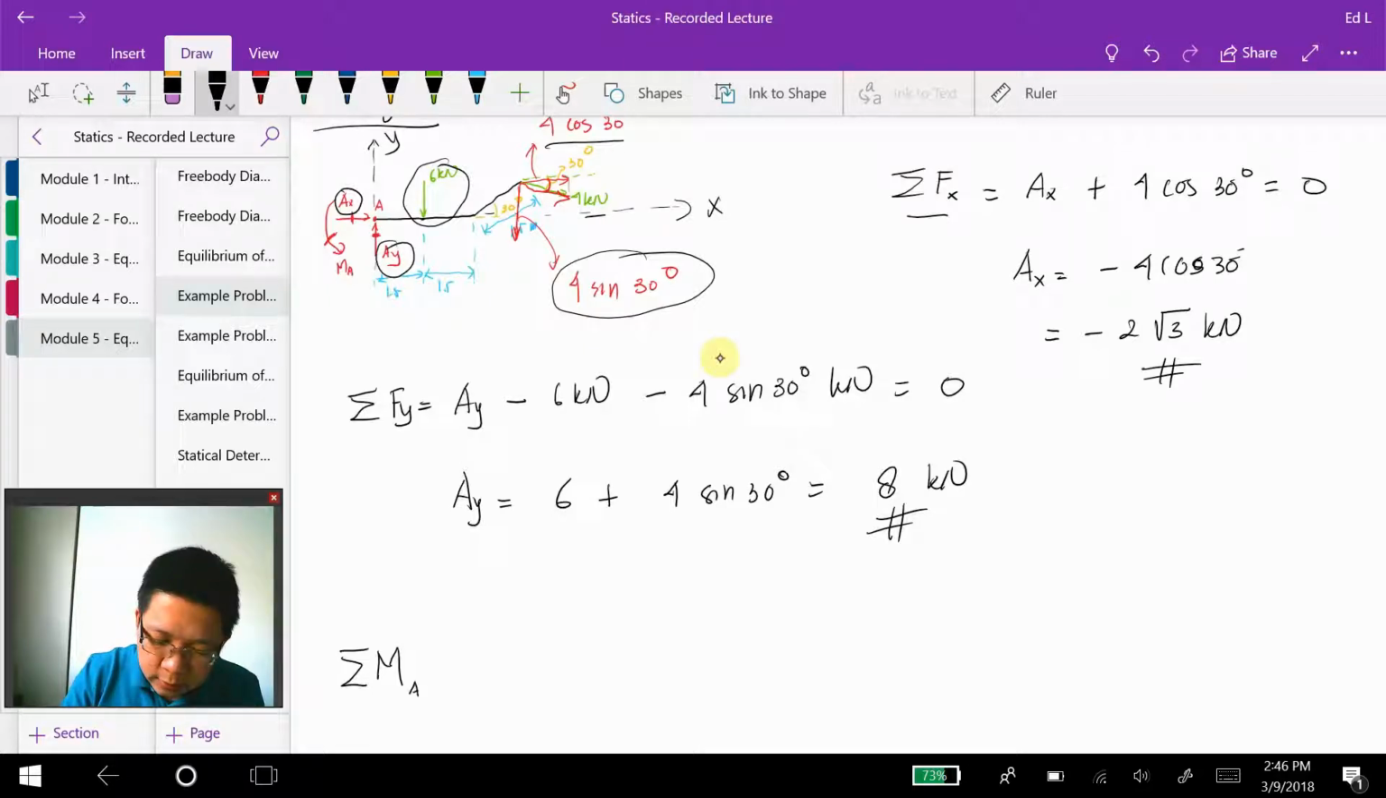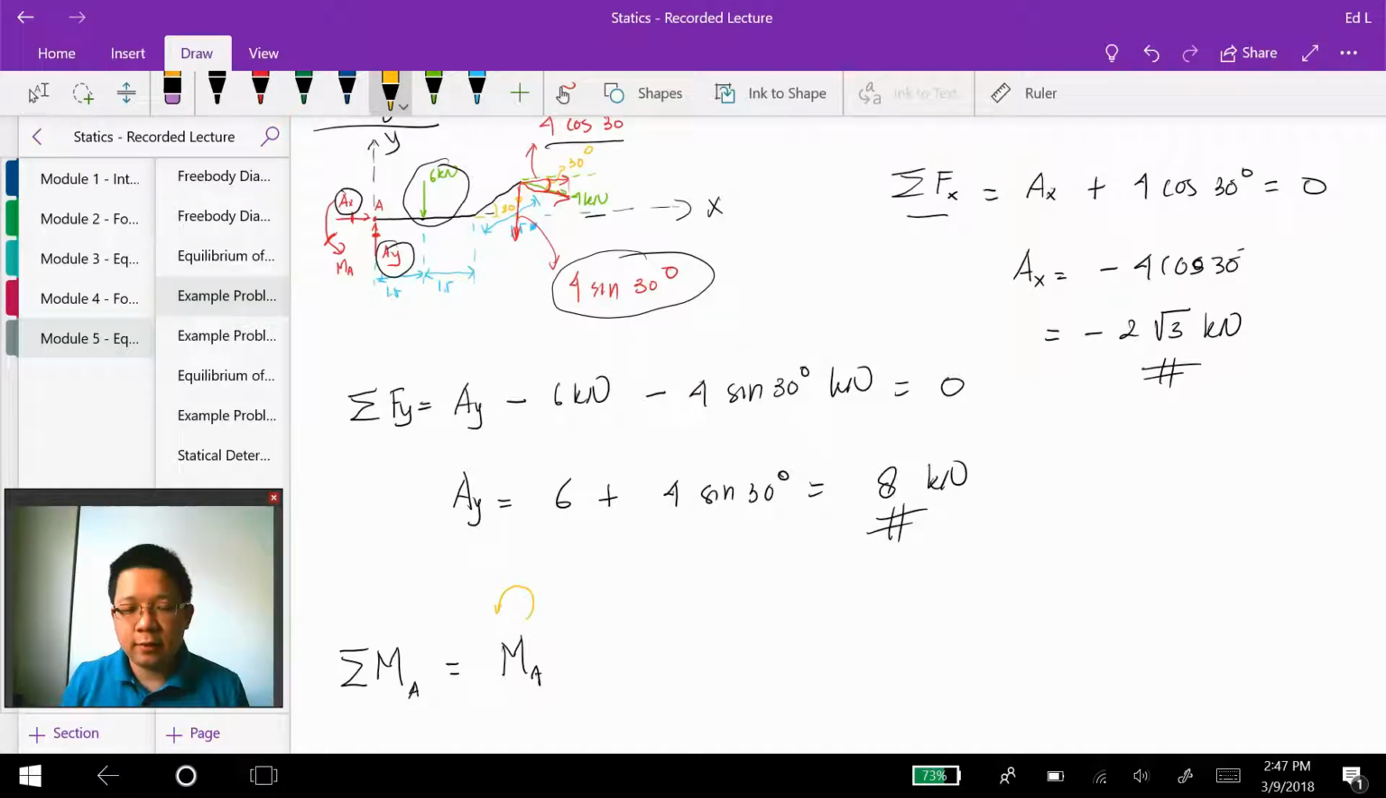Is there any reasoning? Yes, if I pick point A, I will not include Ax and Ay because they are passing through point A. So the sum of moment at A, I have MA, and MA is counterclockwise, so it's positive.